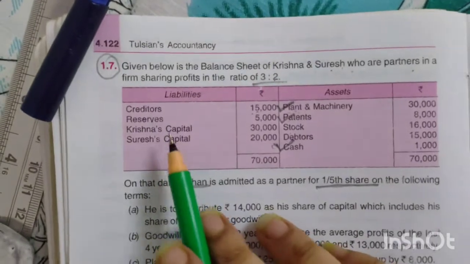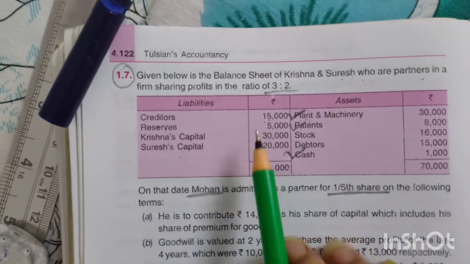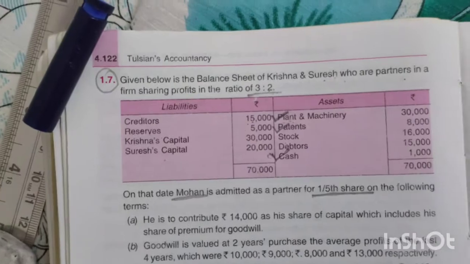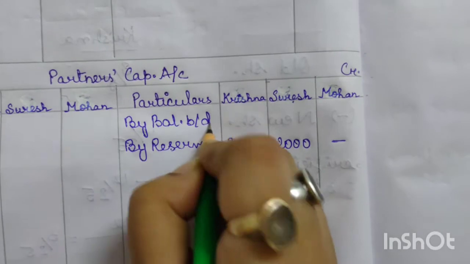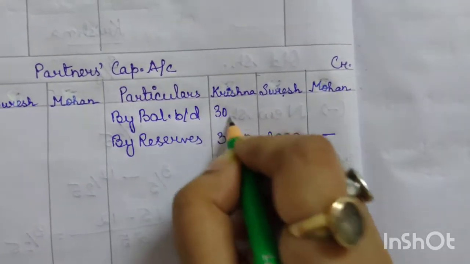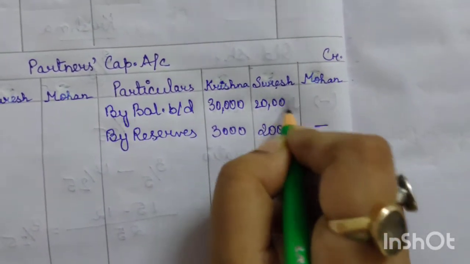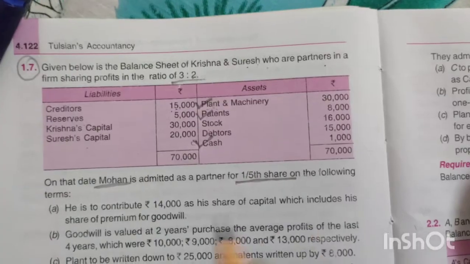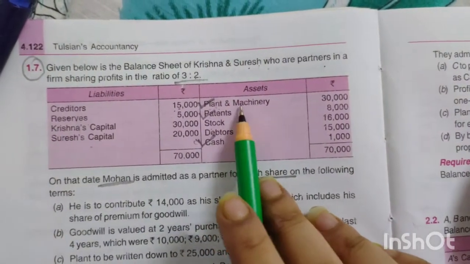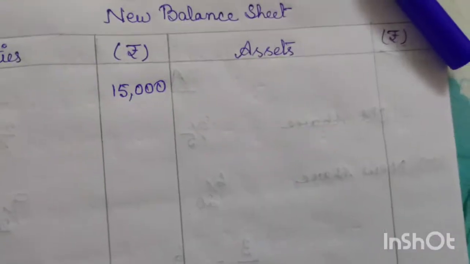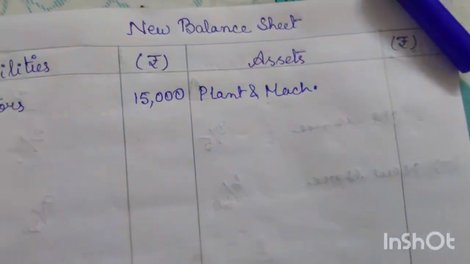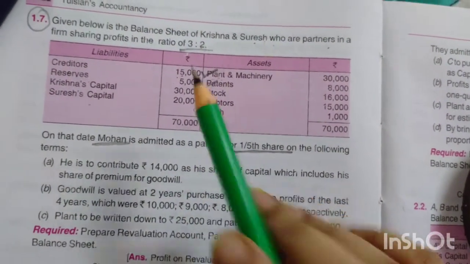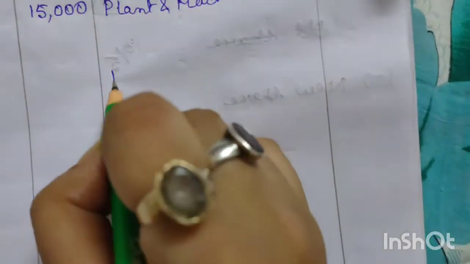Now go to the next entry. As we can see here, it is Krishna's capital and Suresh's capital, 30,000 and 20,000. We will record them in their capital accounts. So in the capital account we can write by balance brought down, 30,000 and 20,000. Okay, now the liability side is done. Now come to the asset side, plant and machinery. Plant and machinery have adjustment, so we will just write plant and machinery without any amount. Next you can see we have patents. Patents also have adjustment, so we will write patents here. We won't write the amount.